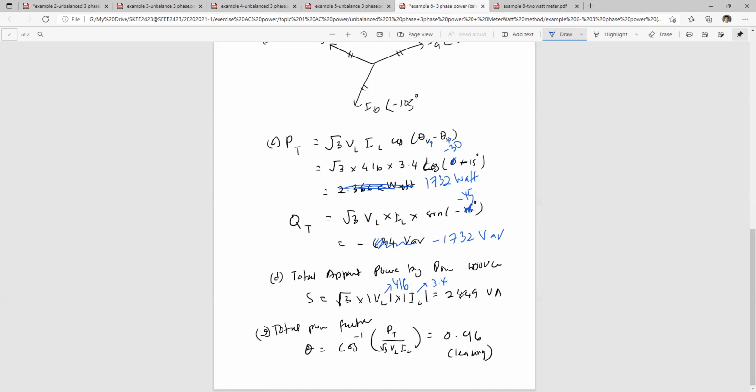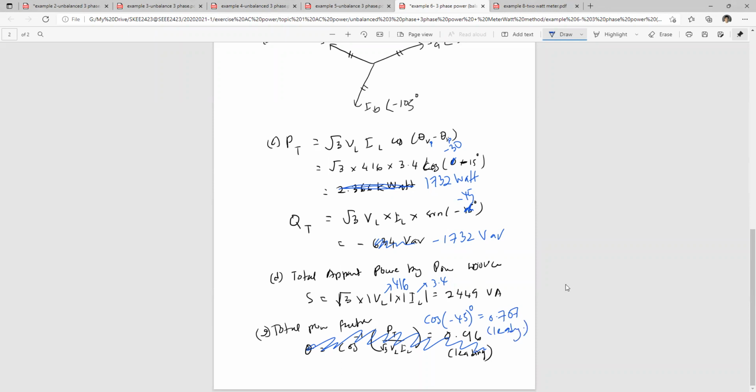I need to double check this one. It should be different from the original answer here. The total power factor is just cos negative 45 degrees, which is 0.707 leading.